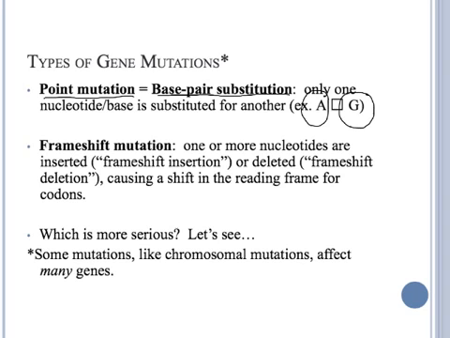A second type of mutation we're going to look at is what's called a frameshift mutation. This is not where you change one base to another, but instead it's where you add an extra nucleotide, which is called an insertion, or you delete an entire nucleotide, and that's called a frameshift deletion. This does something called shifting the reading frame, which we'll look at a little bit on the next slide. Between these two, one is significantly more serious than the other, and we'll see on the next slide which one that is.